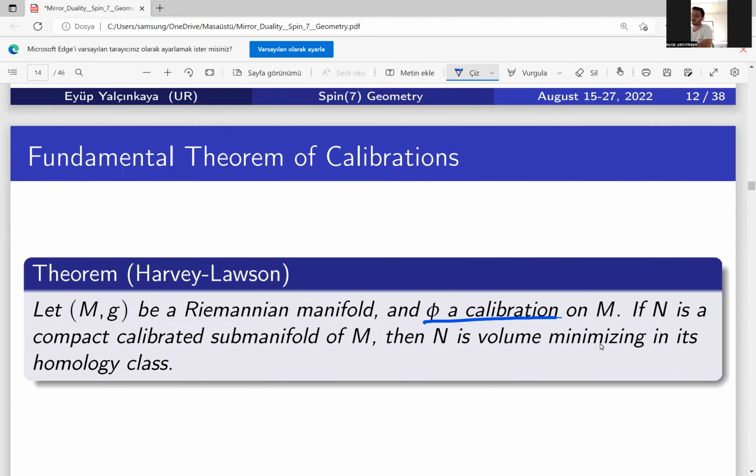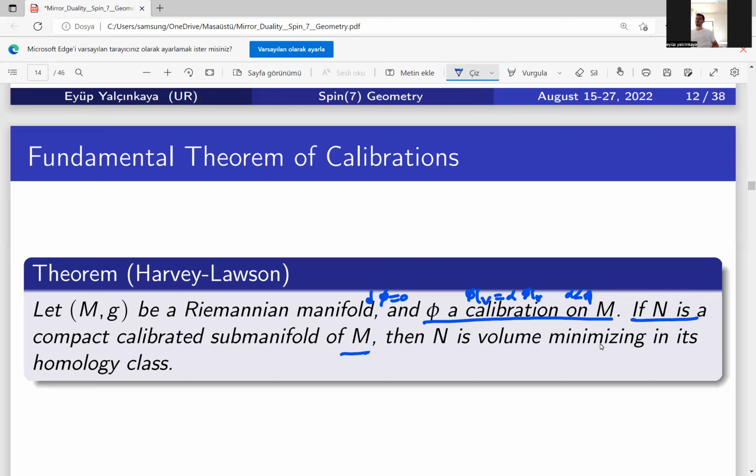If phi is the calibration, calibration means we write d phi equal to 0 and phi restricted to V has to be smaller than alpha times another phi z, and this alpha is smaller than, sorry, not 0, smaller than 1. This defines a calibration here. And here the theorem is N is a compact calibrated submanifold of M.